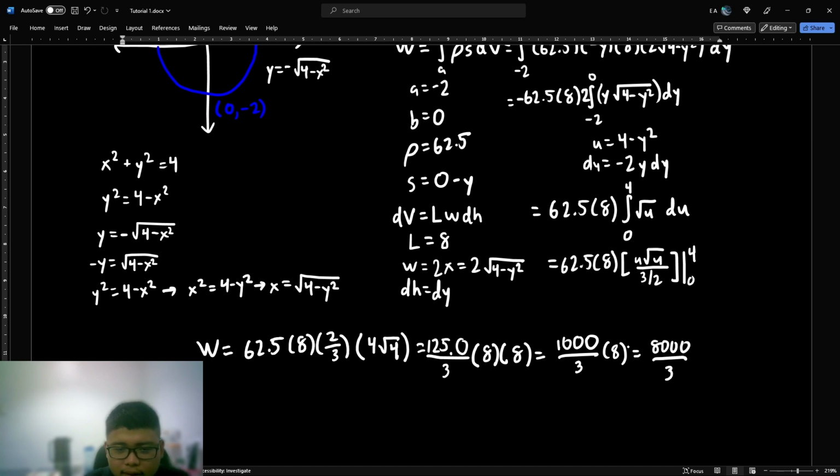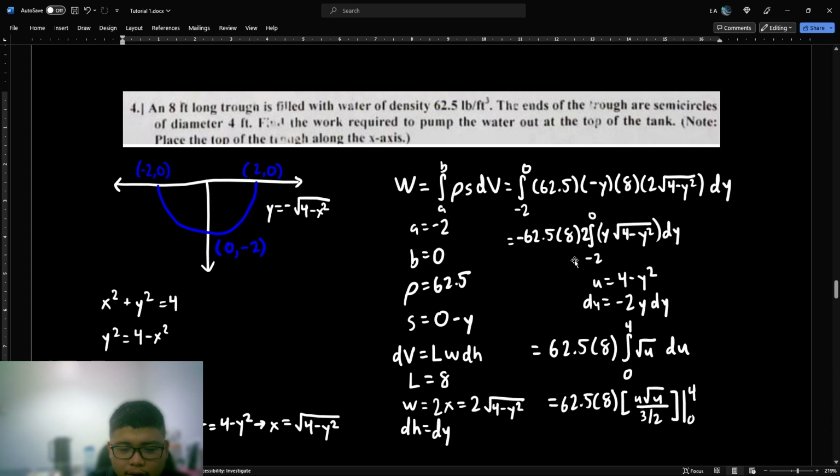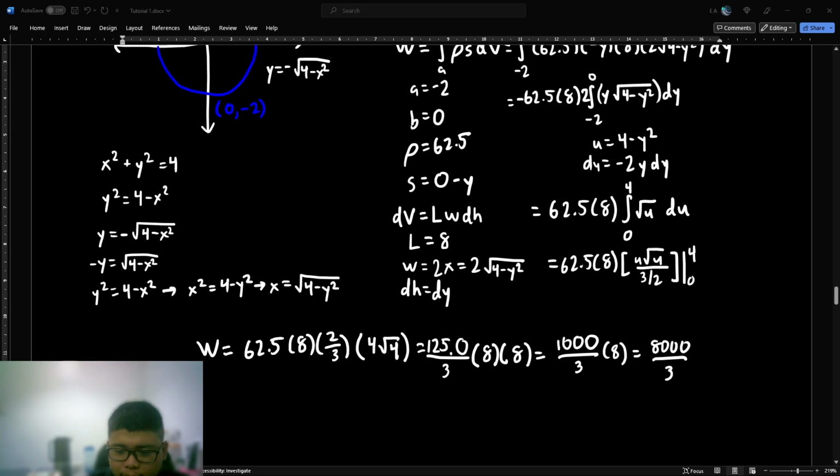And since this is work, density times volume is your weight. So it's pound, so this is pound foot, or foot pound. So 8,000 over 3 foot-pounds. That is our final answer.